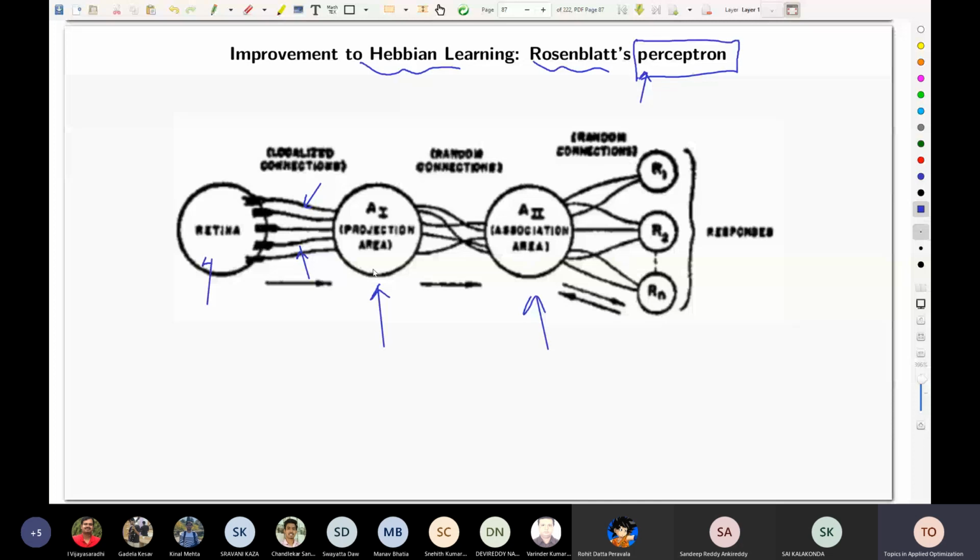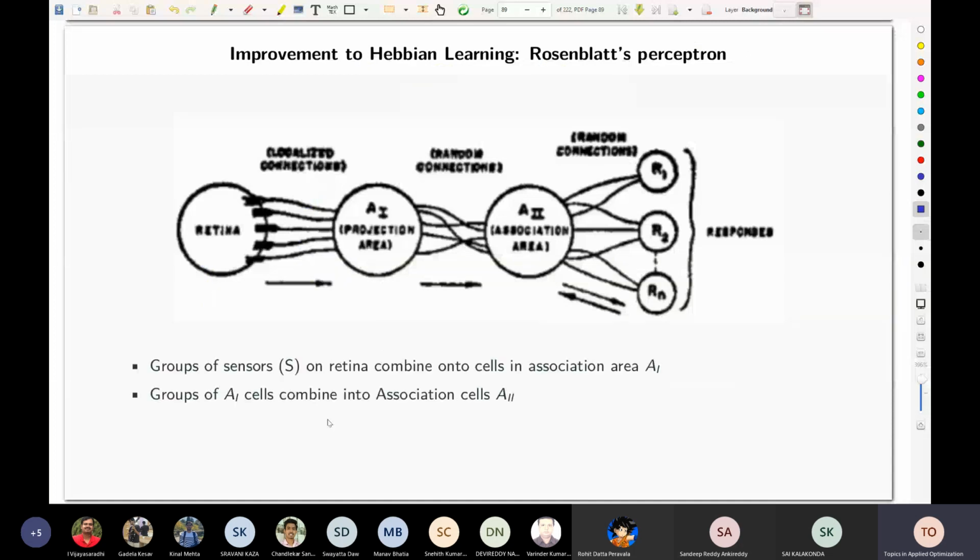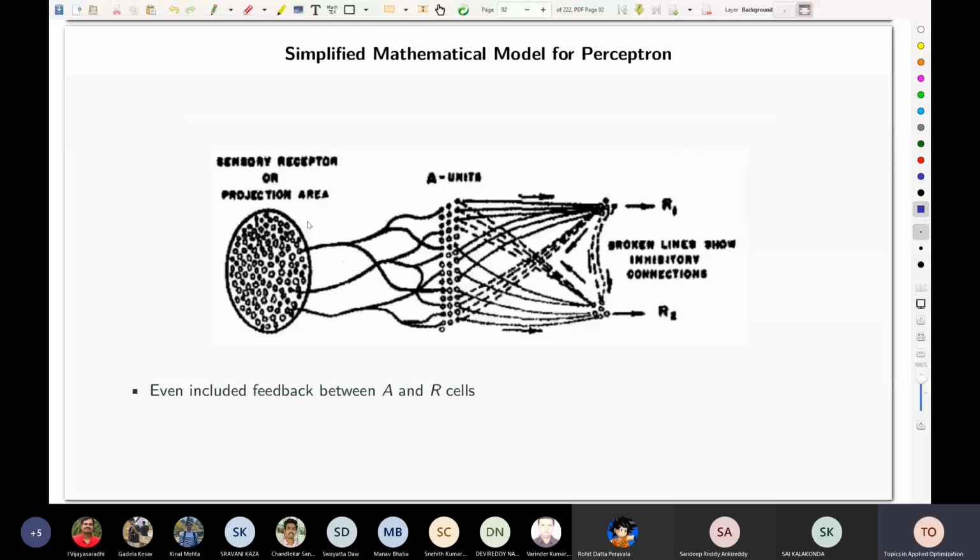The groups of sensors on the retina combine onto cells in association area A1. Groups of A1 cells combine into association cells A2, and signals from A2 cells combine into response cells. All connections may be excitatory or inhibitory, because some connections may have a higher weight, and some connections may have a very low weight, which corresponds to not firing at all. They even included a feedback between A and R cells.